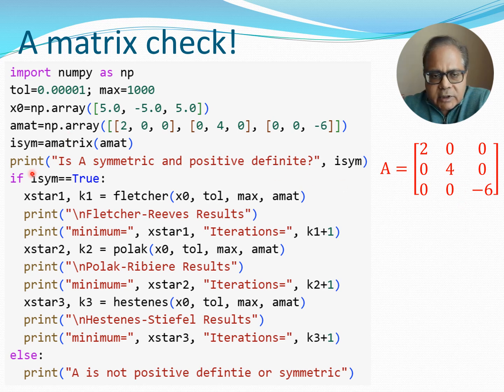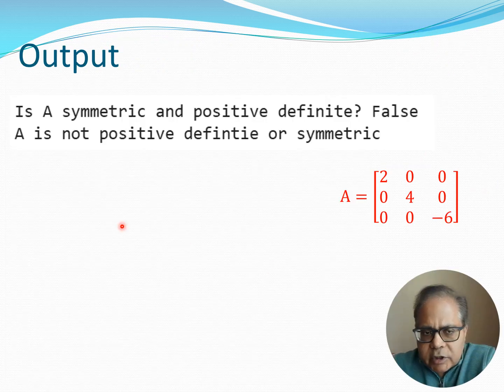So what happens here is that we again run the code and let's see what it tells us. This time it tells us clearly that it's not true that A is symmetric and positive definite, because we saw that though it was symmetric, it was not positive definite. So we get the false value here. And in this case, it is going to go through the else part of the code, and so I get the printout that A is not positive definite or symmetric.